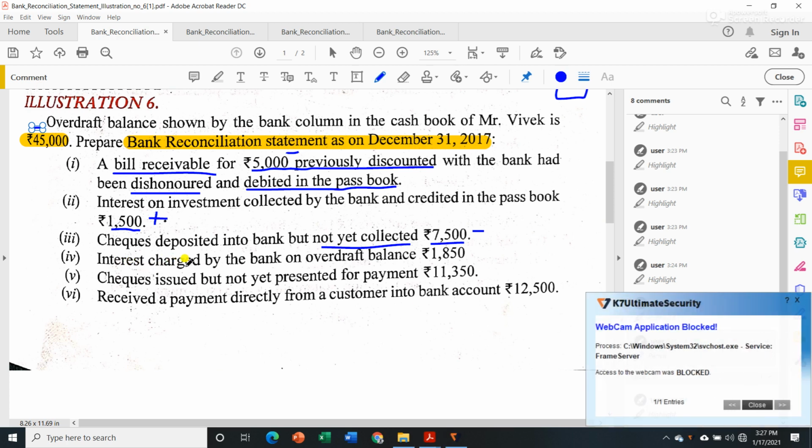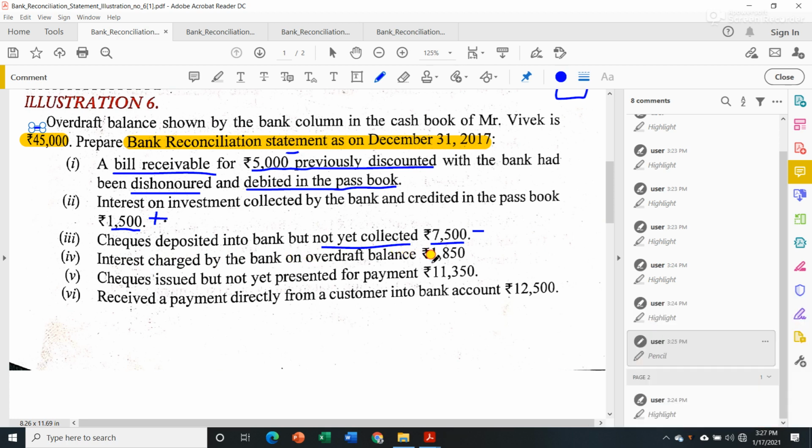Then next we have interest charged by the bank on the overdraft balance, meaning the bank deducted 1,850 from our bank balance as a charge on the overdraft balance, but this was not recorded in the cash book, so we will deduct this 1,850 from our cash book.